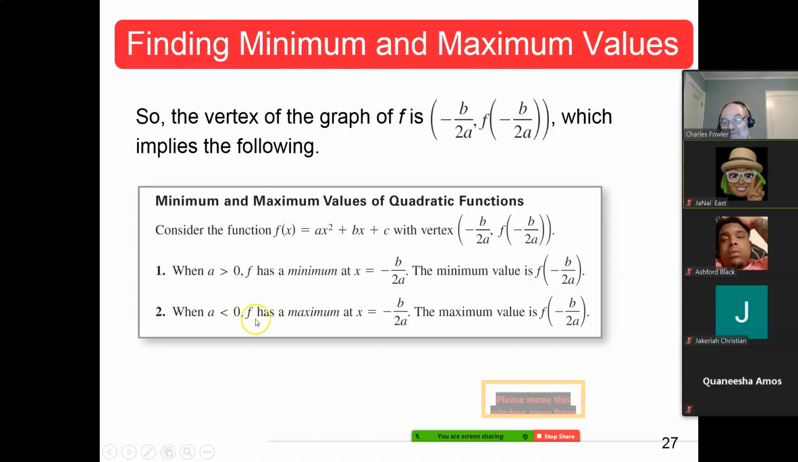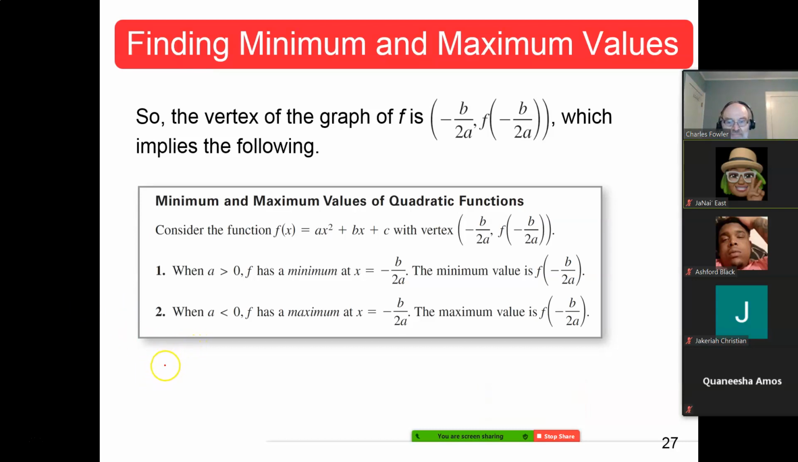When the a is negative, though, then you know it's opening upward, and that has a maximum value when x is equal to minus b over 2a, and the maximum value is f evaluated at minus b over 2a. Now, I'm going to give you another little hint here. I don't know if you remember this from earlier math.